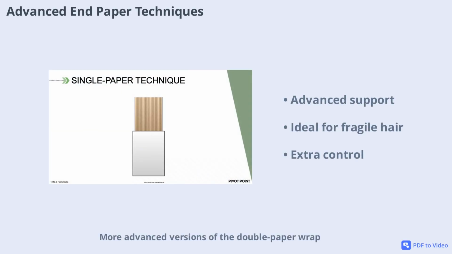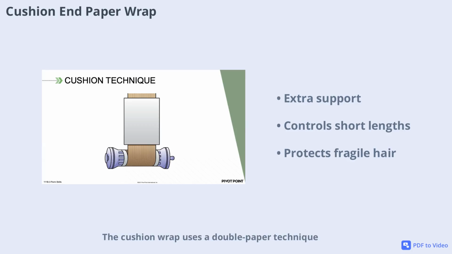More advanced versions of the double paper wrap are often used on hair in good condition. These techniques provide additional support and control, especially for fragile or shorter hair, ensuring that every strand is protected during the perm process. The cushion wrap uses a double paper technique with additional papers placed along the strands. This provides extra support for fragile hair and helps control shorter lengths, ensuring even curl formation and minimizing damage.